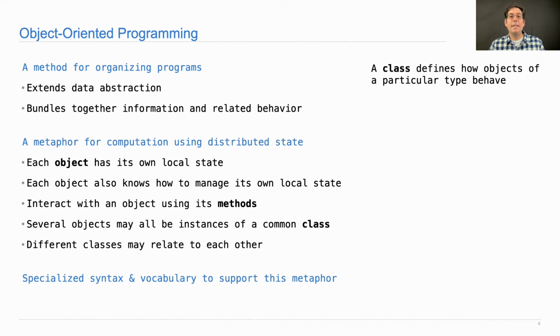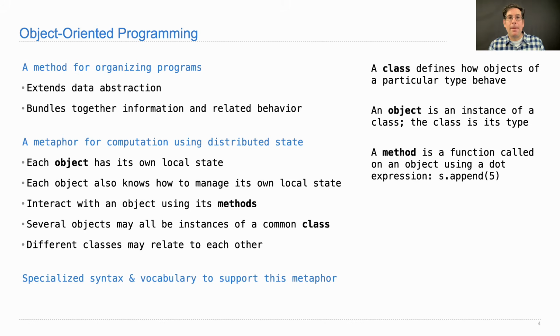A class defines how objects of a particular type behave. An object is an instance of a class, meaning that each object has a type, which is its class. And when an object is created, it has that class for all time. And then there's this concept of a method. A method is a function called on an object using a dot expression, such as if I have a list s, I can write s.append(5).